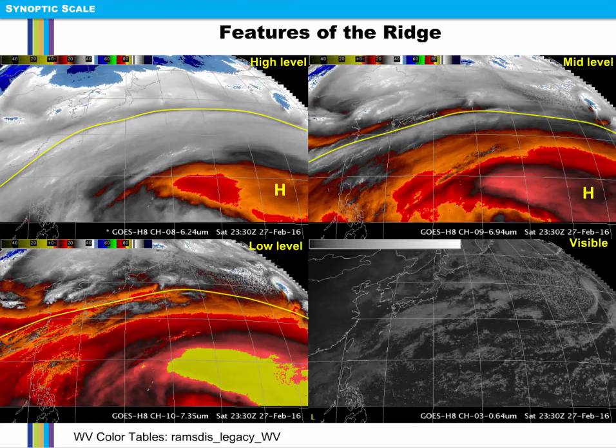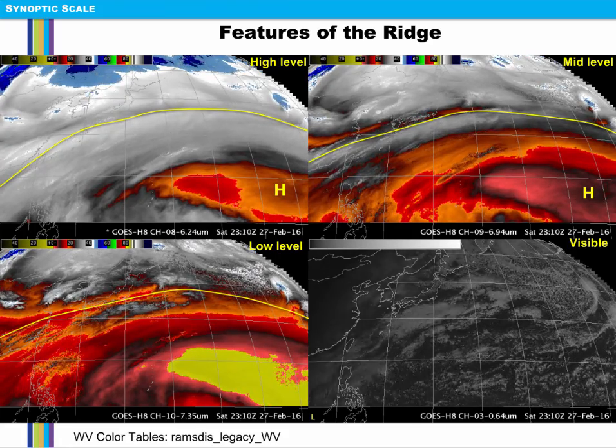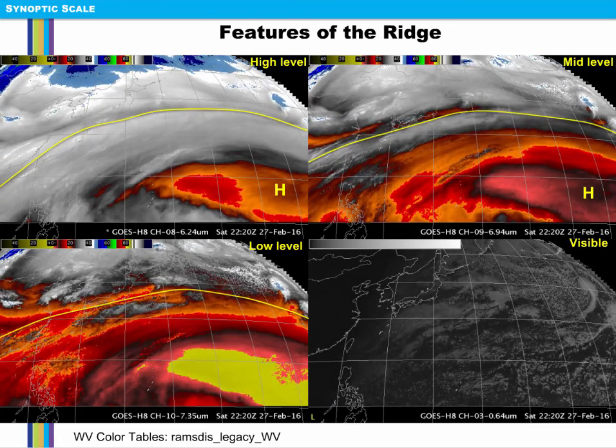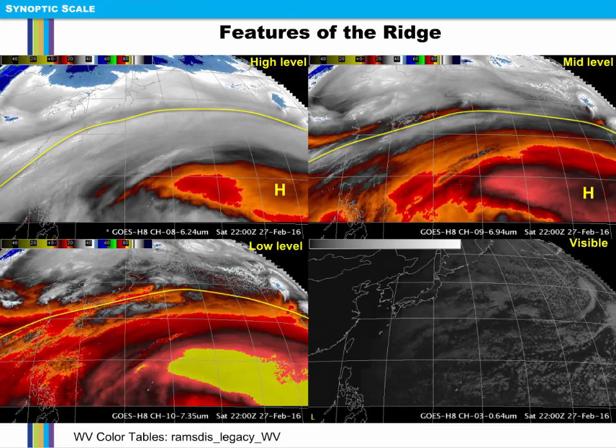First, let's look at some details of the upper-level ridge. In each of the water vapor panels, we have drawn a yellow line. This line marks the poleward extent of the ridge, as seen in each water vapor channel. How did we determine where to draw this line?